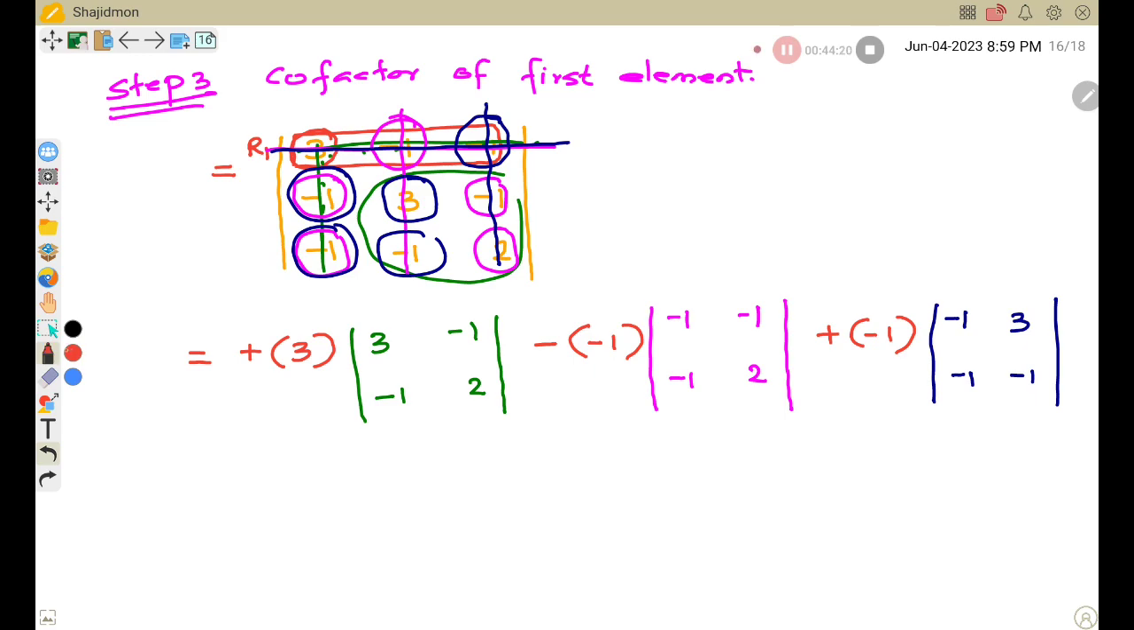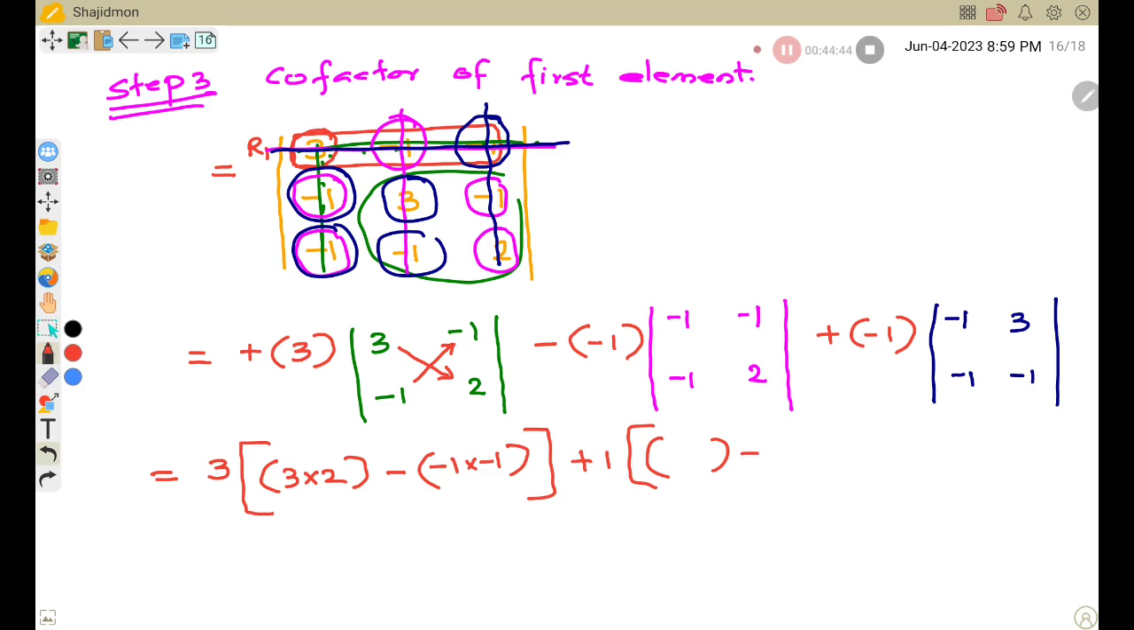Now expand this determinant equal to plus 3, means 3 main diagonal number minus off diagonal number. Okay, what are the main diagonal numbers? 3 multiplied 2 minus off diagonal minus 1 multiply minus 1. Now minus minus 1 means plus 1 multiply again main diagonal number minus off diagonal number. Correct? Main diagonal number minus 1 multiply 2 minus off diagonal minus 1 multiply minus 1. Now plus minus 1 means minus 1 multiply again main diagonal minus off diagonal. Correct? So what are the main diagonal? Minus 1 multiply minus 1 minus minus 1 multiply 3.